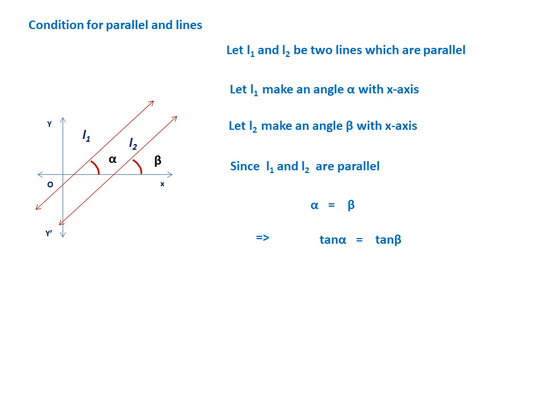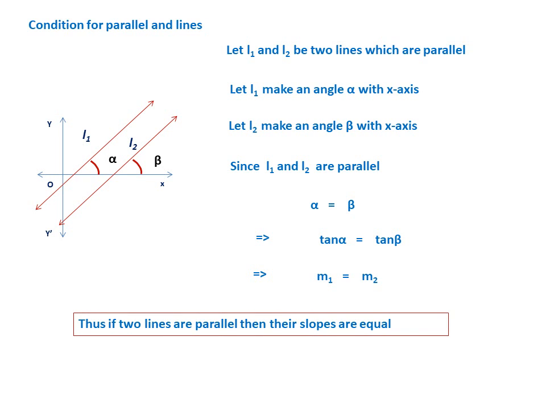This implies tan alpha must be equal to tan beta. We know tan alpha means m1, and tan beta is m2. So m1 will be equal to m2. This is the condition for parallel lines. Therefore, we can say if two lines are parallel, then their slopes are equal. That is m1 equal to m2, or tan alpha equal to tan beta. So this is the first thing. Let us proceed. Condition for perpendicular lines.